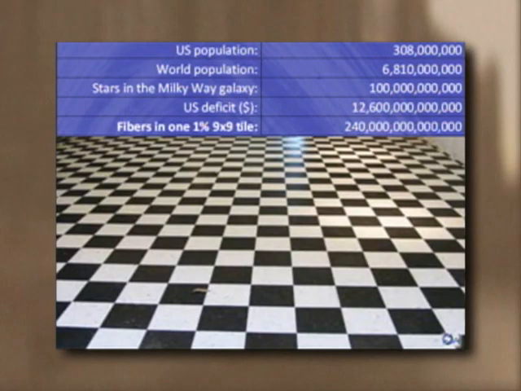To leave you with another example, one 9x9 school tile that contains 1% chrysotile asbestos of average size fibers would have over 240 trillion individual fibers. To think about how big this number is, the population of the US is only 308 billion. There are only 100 billion stars in the Milky Way galaxy, and the national deficit is a paltry $12.6 trillion.